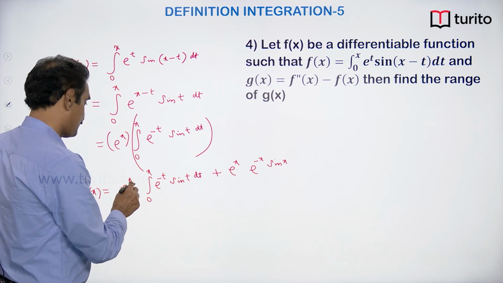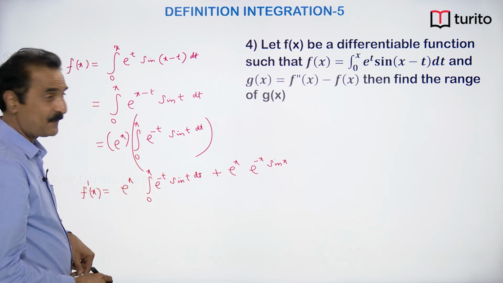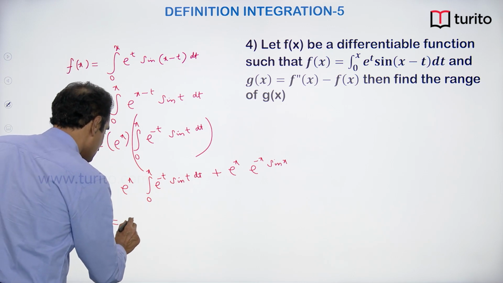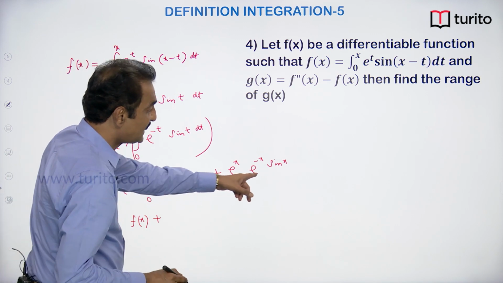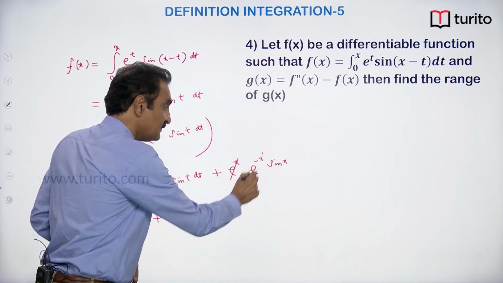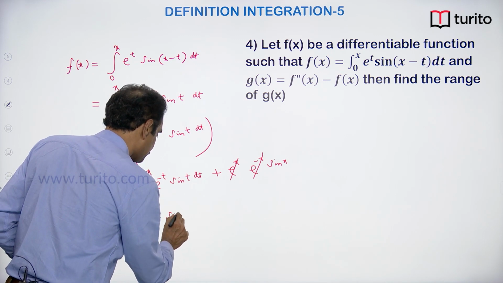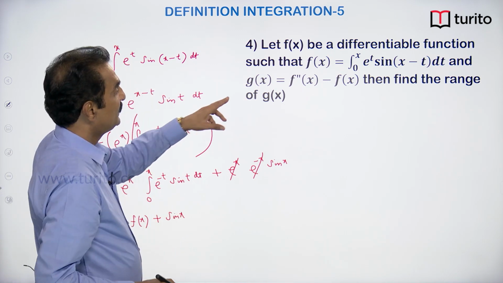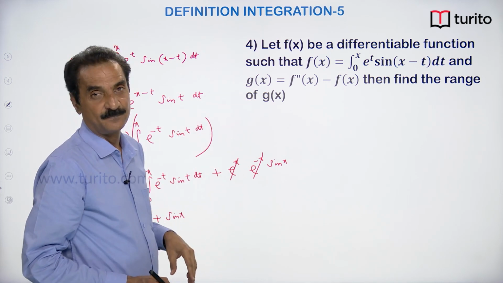Now, what is this? This is again f of x. So, I will write it as f of x plus, what is the second? These two will cancel, you will get sin x. And g of x is f double dash x minus f x.